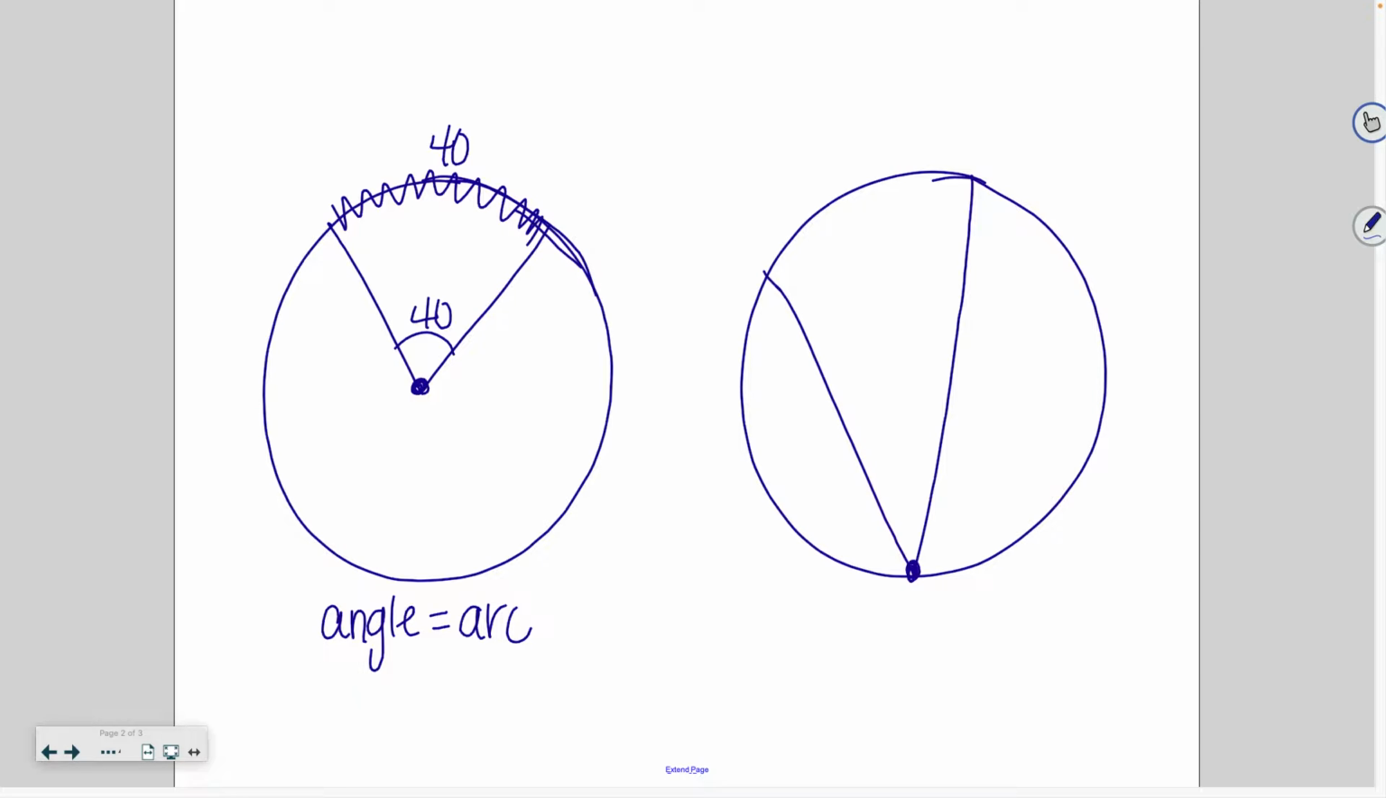So in this case, this angle is half the arc. This angle is half the arc. Okay?